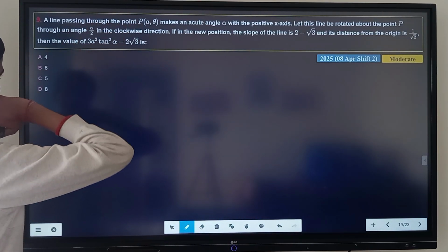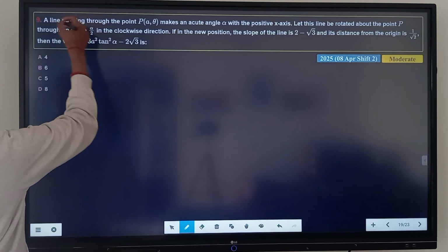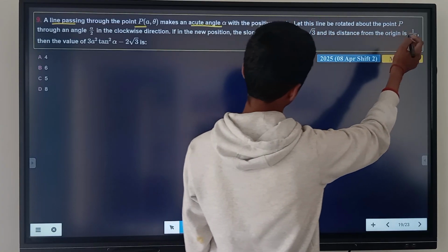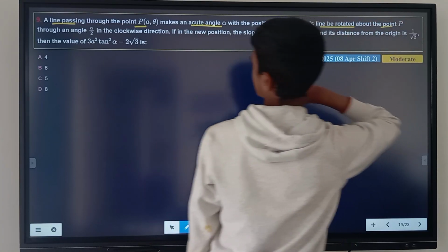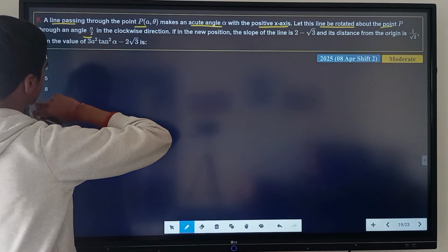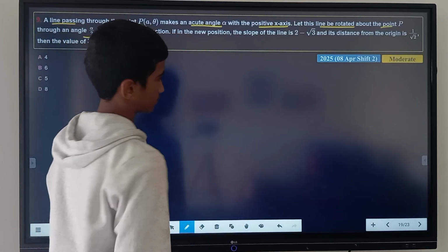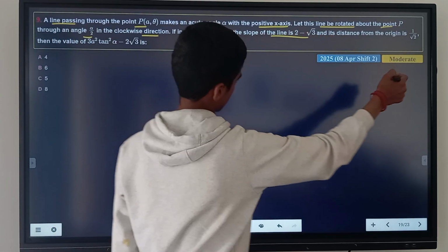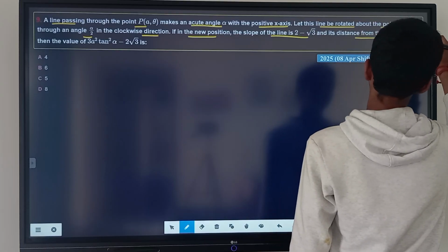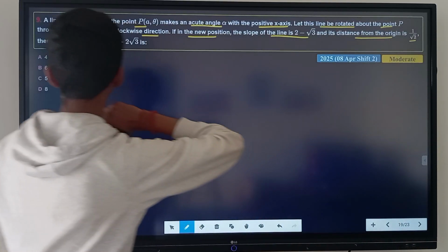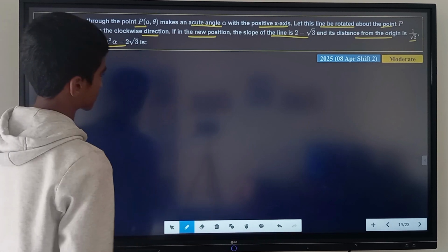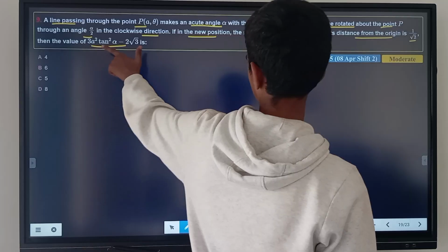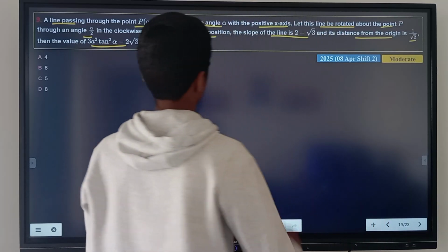Here is our next question. This time our question says, a line passing through the point P makes an acute angle alpha with the positive x-axis. Let the line be rotated around point P through an angle alpha upon 2 in the clockwise direction. If in the new position the slope of the line is 2 minus root 3 and its distance from origin is 1 upon root 2, then the value of this expression is. So here in this question, we need to find the value of this expression.